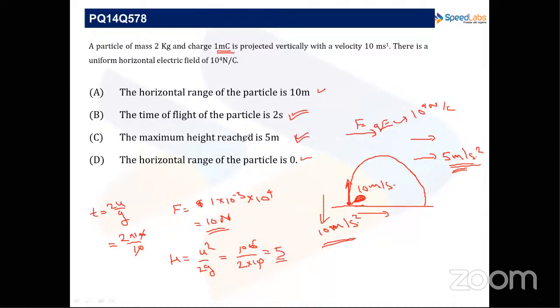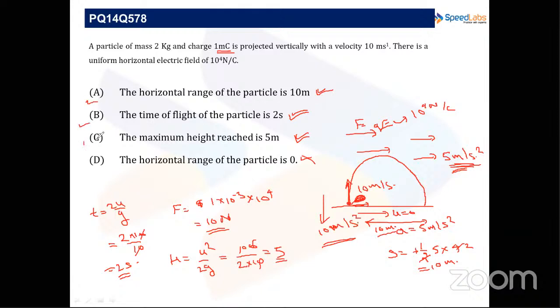Now horizontal range, so option A and D. For horizontal range, we have accelerated motion. It is in the air for 2 seconds, right? And it is traveling in this direction. Initial velocity in this direction was 0, and acceleration in this direction is 5 meter per second square. So you just write S is equal to ut plus half at square. So 0t plus half, acceleration is 5, and t square, that is 2 square, so 4. So that is just 10 meter. So it will travel 10 meter before the time it comes back to the ground. So that is the range. So the answer is 10 meter. This option is incorrect. So the answer is A, B and C.